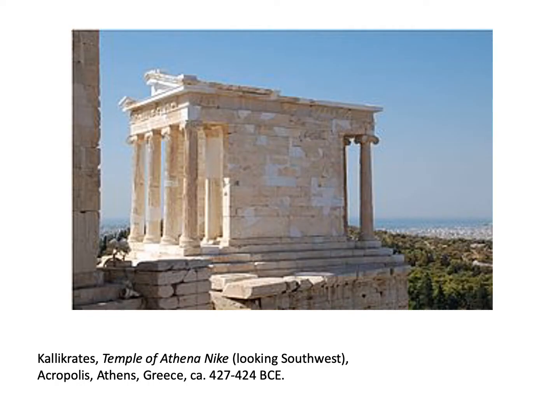This is Kallikrates' temple of the Athena Nike. And because this temple exists, we think that Kallikrates might have actually been the one responsible for including the Ionic order within the Parthenon. The temple is the entrance for Athena's sanctuary, and it commemorates the victory of the Greek people over Persia.